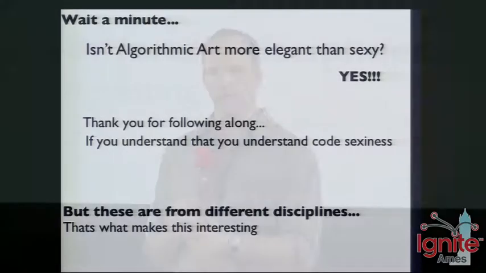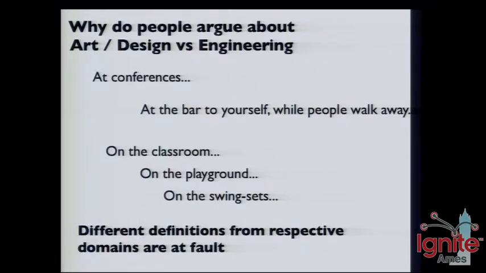Because now when we're talking about the different disciplines that actually underlie those two, that's really the important part, because sexy code and algorithmic art are really just two different things explaining what actually is underlying art and design versus engineering. And at conferences, people argue about what's the difference between art and engineering. Well, they're essentially the same thing. They're just different definitions. So let's create some new different definitions.